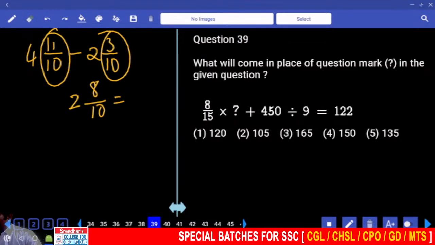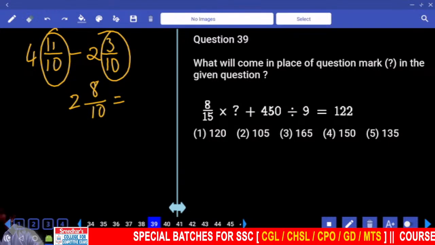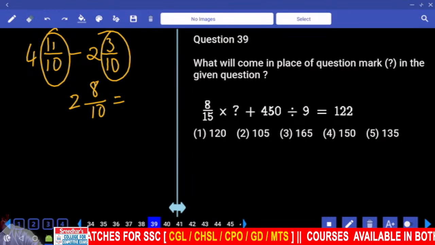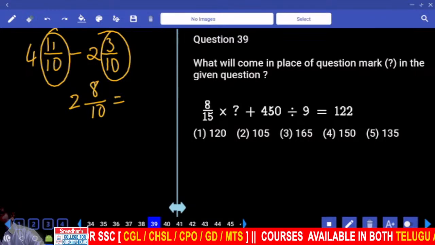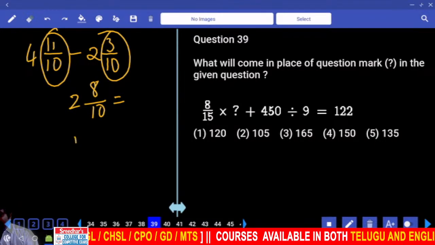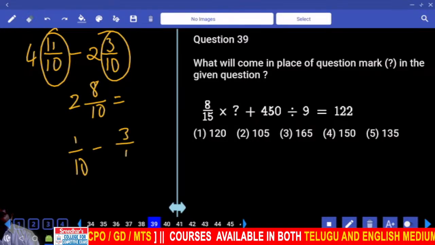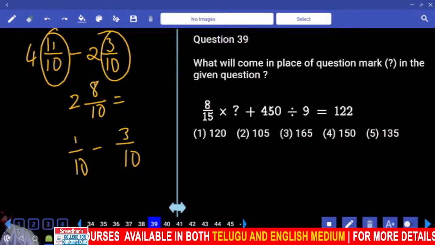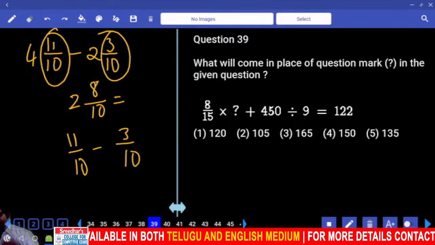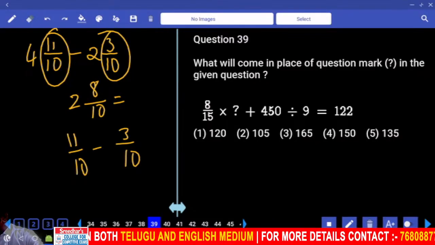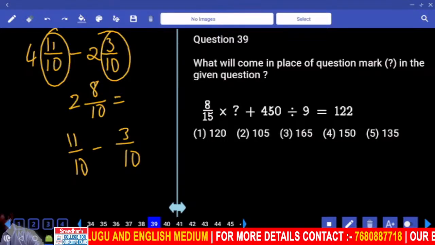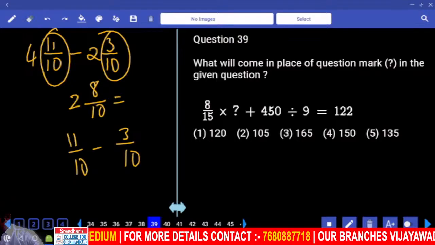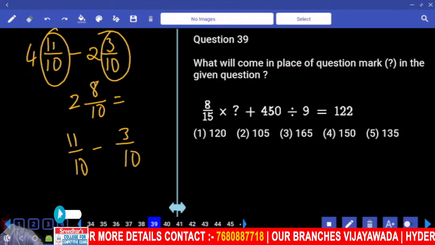See, instead of converting mixed fraction to improper fraction, we are making our denominators the same. And when you see 1 by 10 minus 3 by 10, you will have a negative number. To eliminate the negative number, in place of 1 by 10, I want to rewrite it as 11 by 10. So we have to subtract the integer by 1. So 5 1 by 10, we rewrite it as 4 11 by 10.